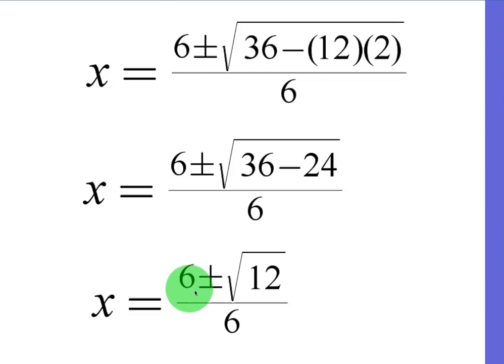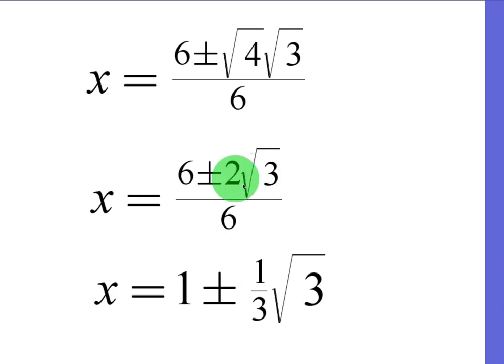Simplifying it down, we get 6 plus or minus the square root of 12, over 6. We will break that down even further. The square root of 12 breaks down to the square root of 4 times the square root of 3, which is 2 square root of 3. We can divide each of these by 6. So 6 divided by 6 is 1, and 2 divided by 6 is 1/3. So we get 1 plus or minus 1/3 square root of 3.